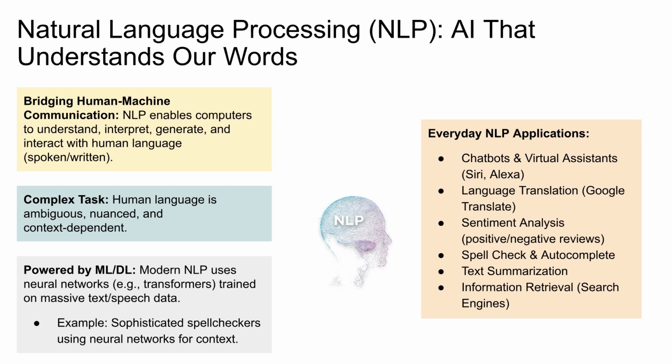Modern NLP heavily relies on machine learning and deep learning, particularly neural networks like transformer models, trained on massive amounts of text and speech data. For example, sophisticated spell checkers now use neural networks to distinguish between words that sound the same but have different meanings based on context. NLP powers many of the applications we use daily: chatbots and virtual assistants like Siri and Alexa, language translation tools like Google Translate, sentiment analysis, which determines if text expresses positive or negative sentiments, spell check and autocomplete features, text summarization tools, and information retrieval in search engines.